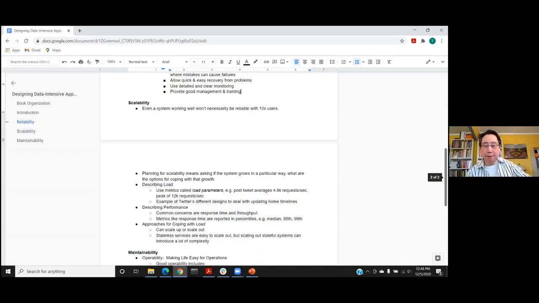So first we're going to have load parameters. And the example they give is the number of tweets per second. So you can talk about average tweets per second, 4,600, or peak tweets per second, 12,000. I would imagine, by the way, that those numbers are a lot higher now, right? Does anybody know how many tweets per second there are these days? It's got to be way more than 4,600.